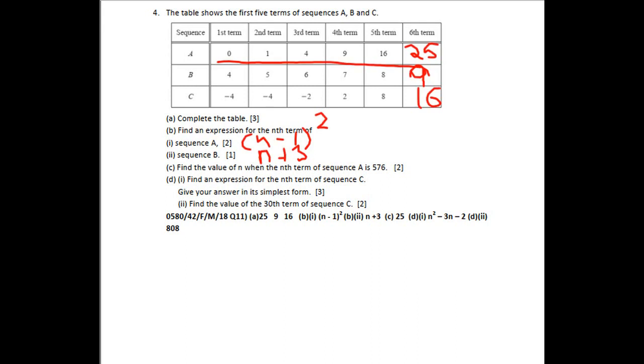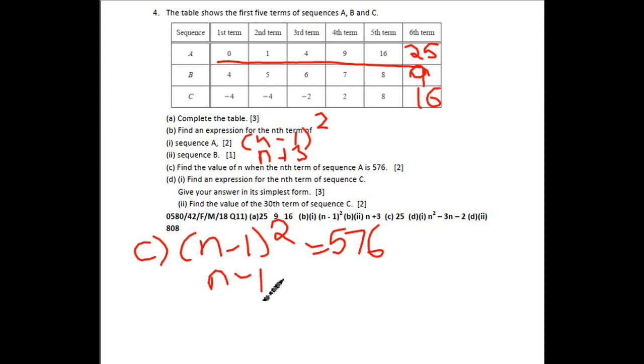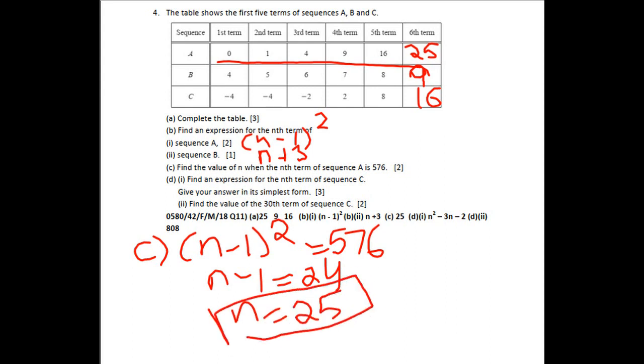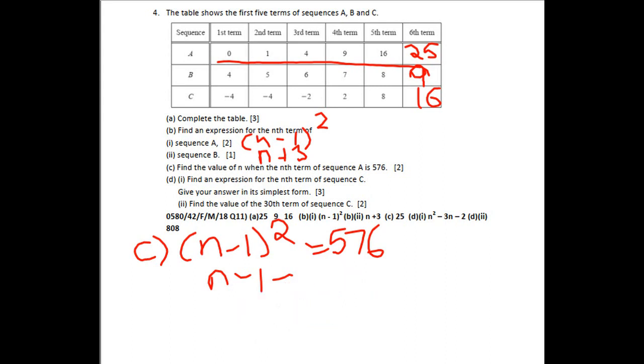Alright. Part C, find the value of n when the nth term of sequence A is 576. So the nth term is given. Part C is (n minus 1) whole square is equal to 576. Find the value of n. Take the square root of 576. That will be 24, and then add 1 to it. So this becomes n minus 1 is equal to 24 and n is equal to 25, which is the answer for part C.